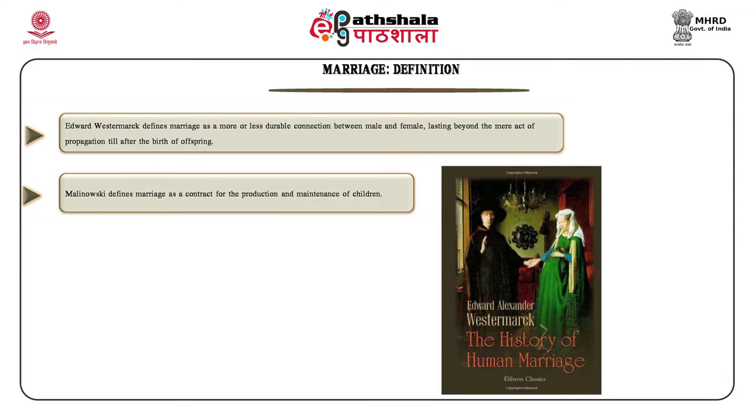Definition. Edward Westermarck, in his well-known book, The History of Human Marriage, defines marriage as a more or less durable connection between a male and a female, lasting beyond the mere act of propagation till after the birth of offspring. Malinowski, on the other hand, defines marriage as a contract for the production and maintenance of children.